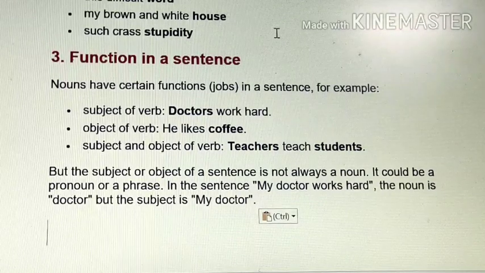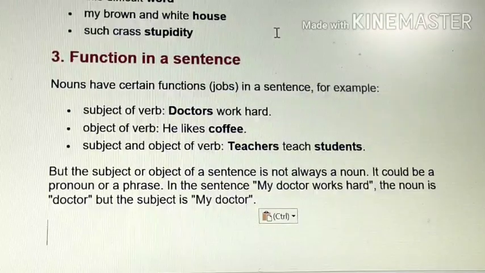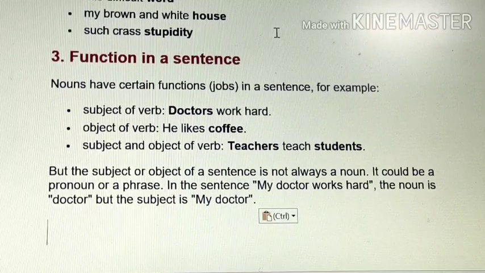Second, it can be the object of a sentence. It can be the object of a verb as well. He likes coffee. What does he like? He likes coffee. So he is the subject, likes is the verb, and coffee is the object of that particular verb, like. Next, subject and object of a verb. Sometimes nouns can be subjects. In the same sentence, some nouns can be used as objects also. Teachers teach students. So here teachers is the subject, and students is the object.